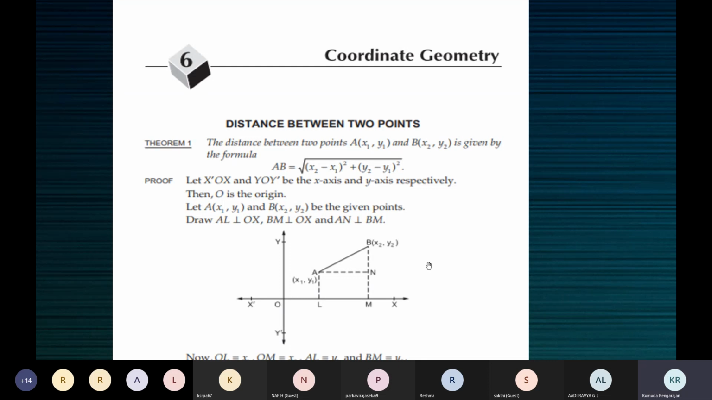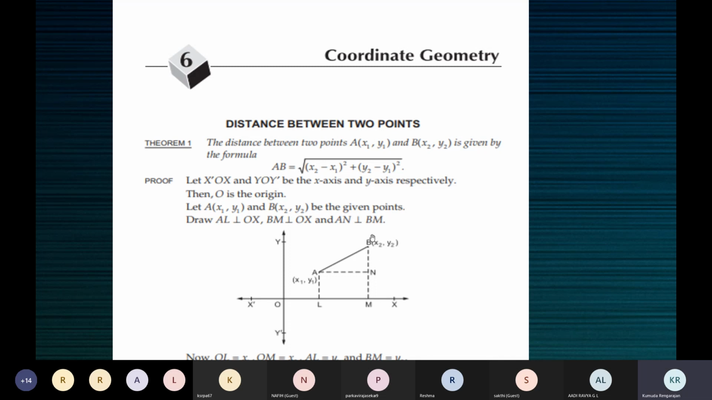Is it fine, children? Do we understand that? Yes, ma'am. It's like a rectangle, ma'am. By construction, we've brought perpendiculars. So then this figure is a rectangle. This is 90 degrees, this is 90 degrees, this is 90 degrees. So this is also 90. Opposite sides equal. LM is equal to AN.